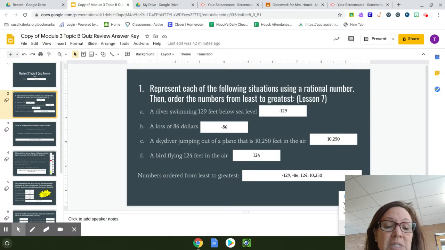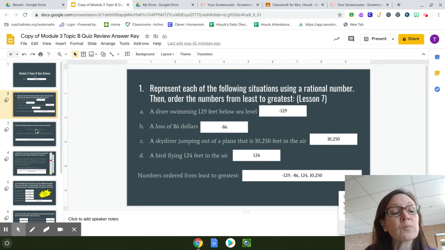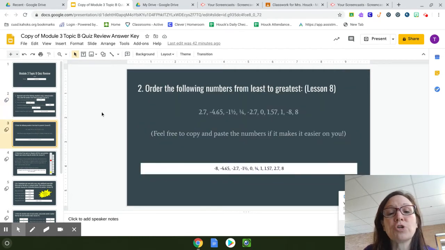The last question then says numbers ordered from least to greatest. So I looked at those 4 integers that you see here on your screen, and I put them in order from least to greatest, negative numbers obviously first. Your first question on your quiz will look very similar to this except for some different numbers. Then problem number 2, you will see a list of rational numbers. Peyton, you will notice we'll go back to lesson 8 to review that. You're going to take these numbers, and down here in the white box, you're going to put them in order from least to greatest as you see that I did.